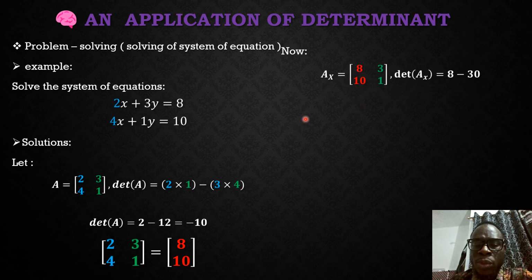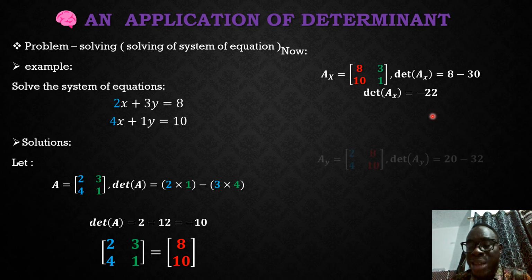Now, what is our next stage? Our next stage is to find the matrix A subscript X, which represents the matrix of X. In this case, we are going to remove the coefficients of X and replace them with the results 8 and 10. When you do that, you find the determinant of matrix A subscript X. The determinant will be 8 times 1 being 8, then 10 times 3 being 30. Then the minus between them will give us minus 22.